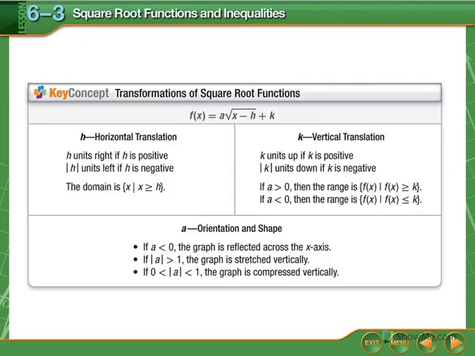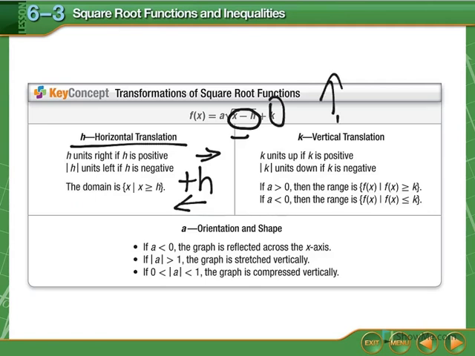Alright, so let's talk about transformations of square root functions. We have h, which is our horizontal translation. Think of what's underneath the square root as backwards road again. If it's minus h, it means it's going to move to the right. If it's plus h, it's going to move to the left. The k is going to be your vertical translation, so it either goes up or down. And then the a is going to be your orientation or your shape.